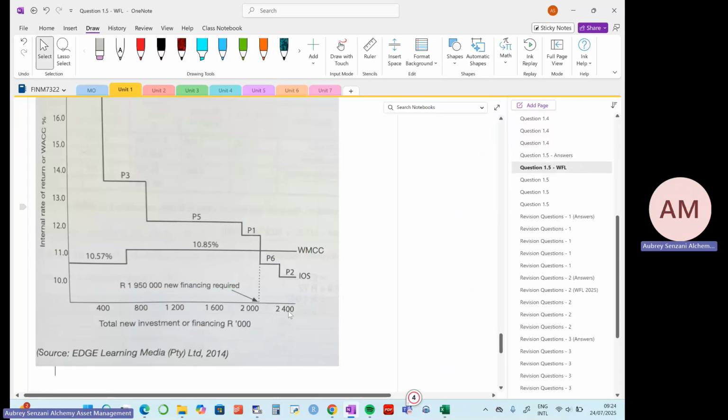Can you see from here all the way until 625,000, we have one WACC. And then when we start getting additional capital, what happens? It increases. Okay, there's your weighted marginal cost of capital. Can you see it? Okay, right. So we're happy with that.